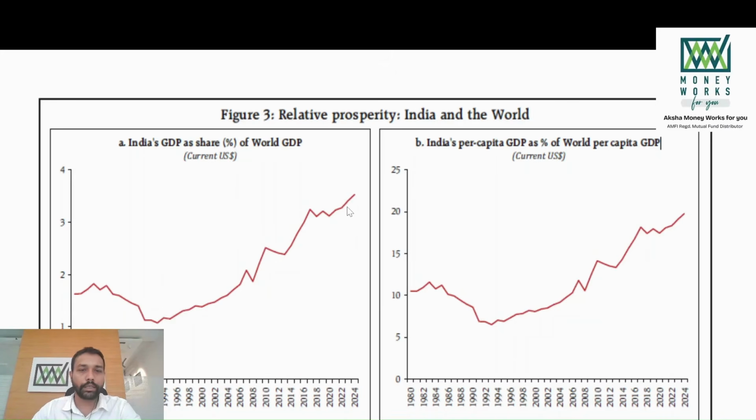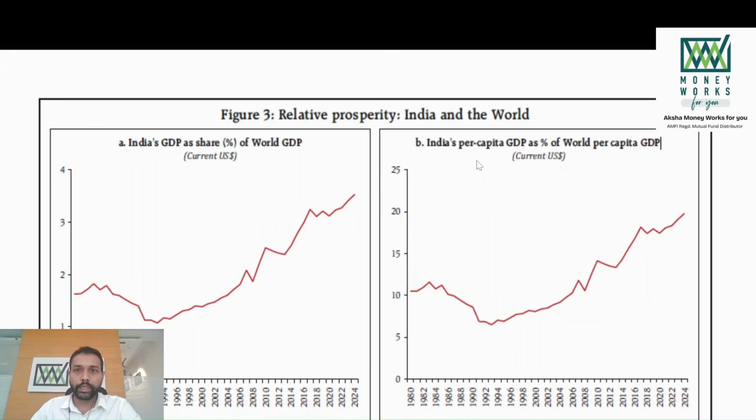The next chart is India's GDP as a percentage of global GDP. We are gaining our share in terms of GDP contribution to the world. In 1990, we were about 1% of the world GDP. Now we are about 3.5%. This is the data for 2024 only, so in the last 2 years, we might have also increased this contribution to the world GDP.